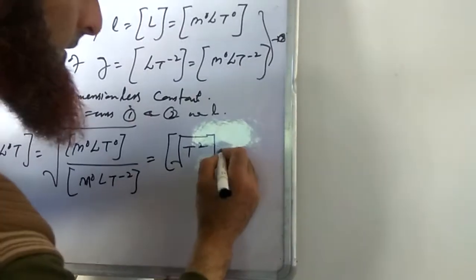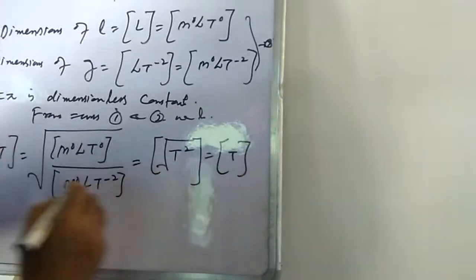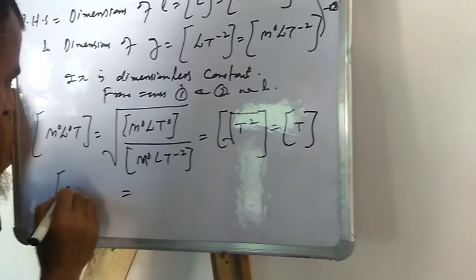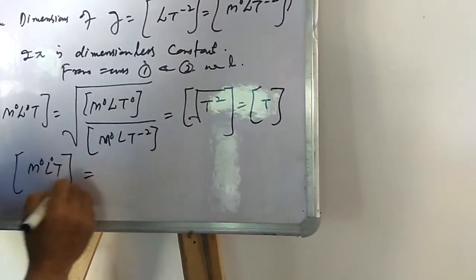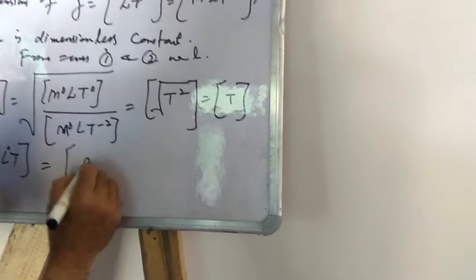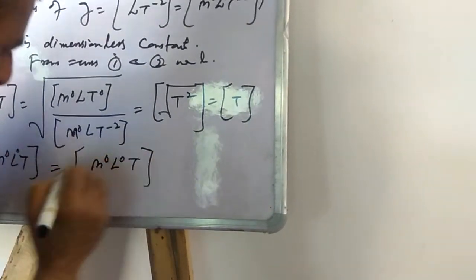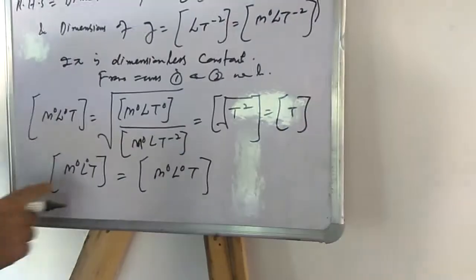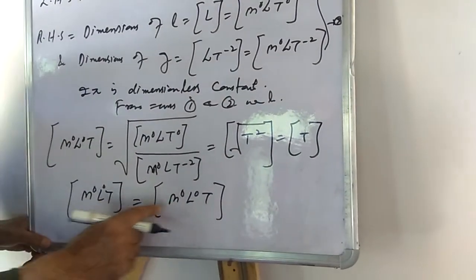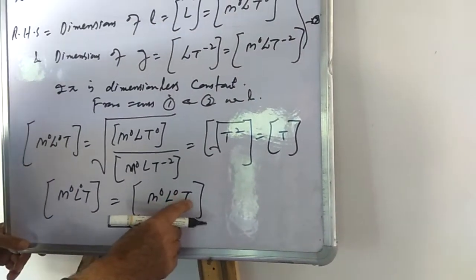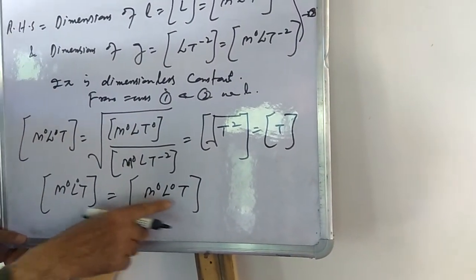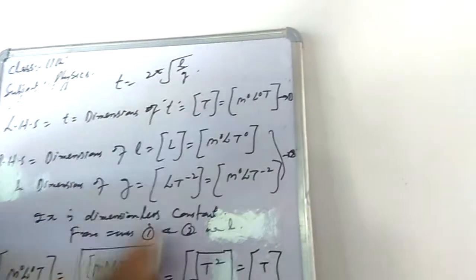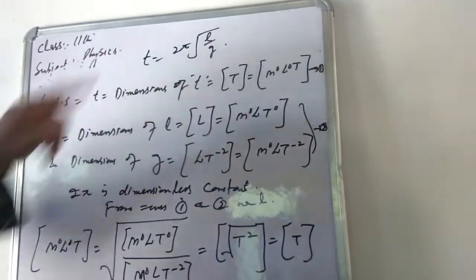Under root, the square and 2 will cancel, it will become T. That means the dimensions of T, so it is M0 L0 T. Look here, the left hand side is M0 L0 T and the right hand side is M0 L0 T. So the left hand side is dimensionally equal to the right hand side. The dimensions on both sides of the equation are equal or same. Hence, the given equation is dimensionally correct.